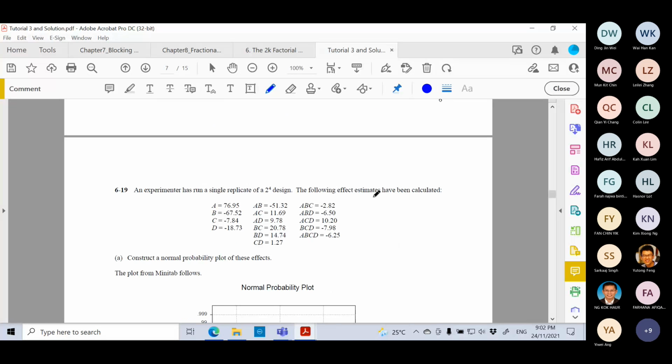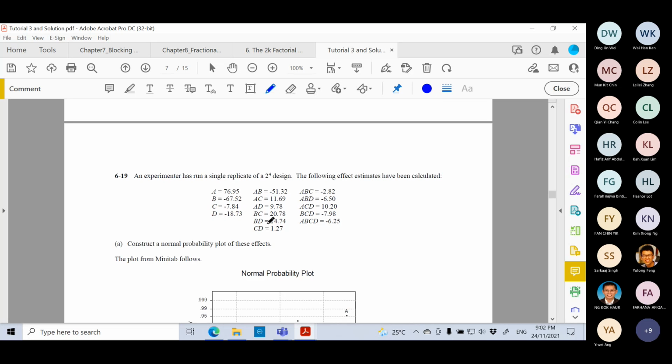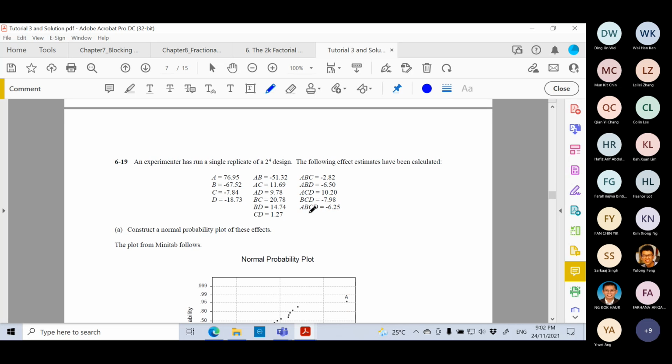Sometimes in the exam, I will directly give you this. I don't ask you to do the raw calculation. No, I will directly give you the effects, or I ask you to fill in the blank of the effects only. At least we need to train you to know how these effects are calculated. So in this example, I give you all the effects.